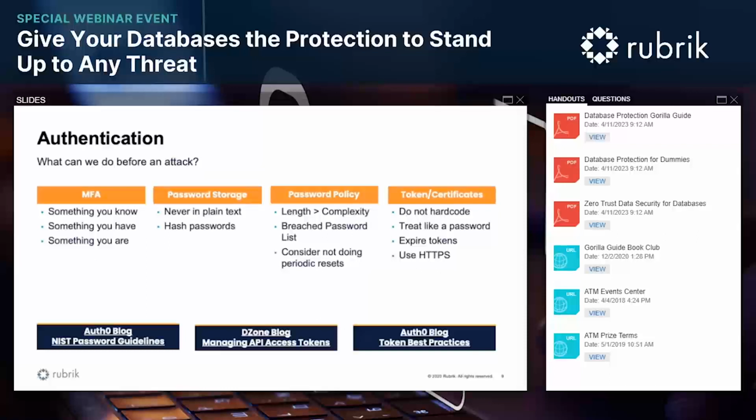Another item to consider are tokens and certificates. We want to make sure we're not hard coding anything like that into an application, because once it's there, not much different than a password, now I can take that and log into the system. You really need to treat tokens like you would passwords. Protect them the same way, and then ultimately look at a token like a certificate where it has a certain lifespan. After that lifespan has been met, the password expires and the token rotates.